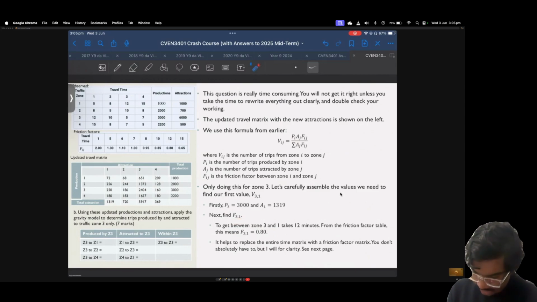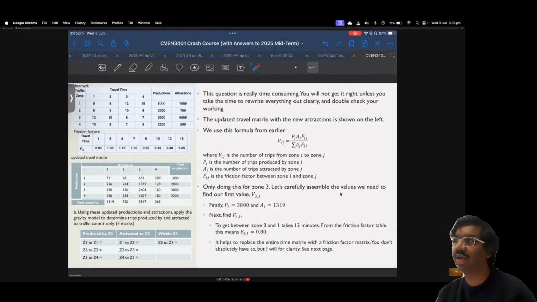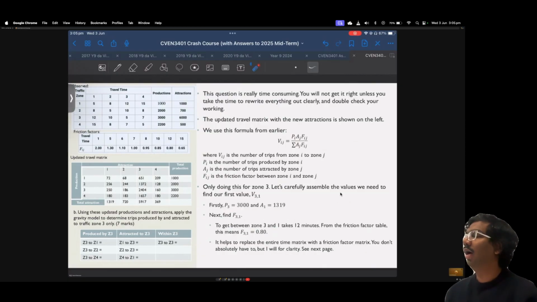Well, to get between zone 3 and zone 1, it takes 12 minutes, and 12 corresponds to a friction factor of 0.80, okay? Now logically, the friction factor between zone 3 and zone 1 will be the same as the friction factor between zone 1 and zone 3, because it's the same amount of time to travel between both. That isn't always true, of course, because technically one might be in peak direction, one might not be. In this question, she's kept it simple. We're just assuming it's the same both ways, okay?